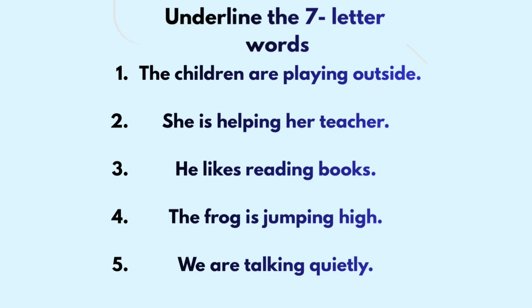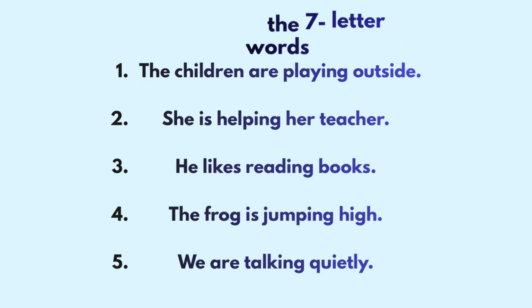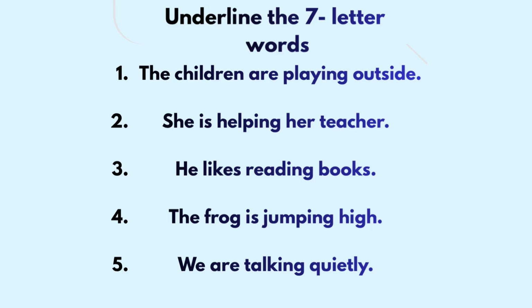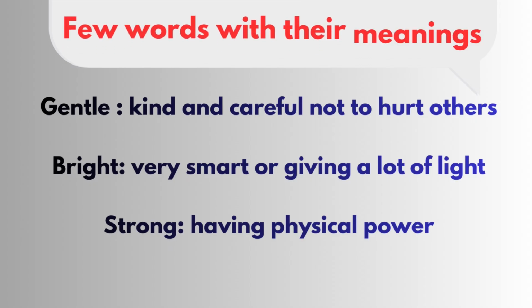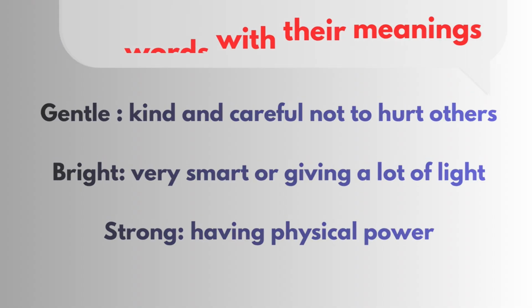Gentle. Gentle means kind and careful, not to hurt others. Bright. Bright means very smart or giving a lot of light. Strong means we are all strong, right? We need physical power. So strong means having physical power. Useful. If something is useful, we used to say useful means able to help or serve a purpose. Health. Health is the condition of the body or mind. Active. We are energetic, always doing things.